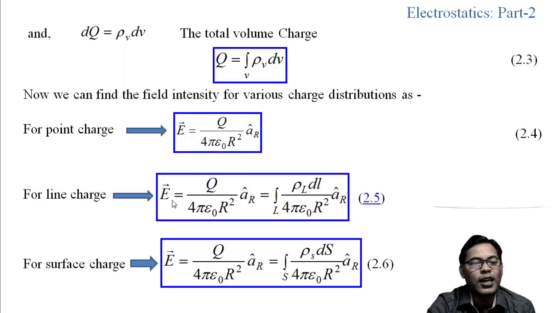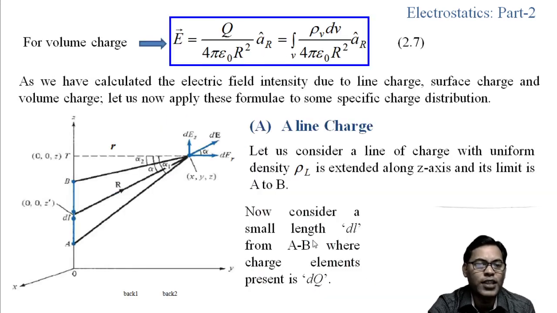So, here E equals to the line integral of rho L dl by 4 pi epsilon naught r square AR. Similarly, for the surface charge, the electric field intensity E will be equals to the surface integral of rho s ds by 4 pi epsilon naught r square AR. And for the volume of charge, the same way we can calculate E equals to the volume integral of rho v dv by 4 pi epsilon naught r square AR.